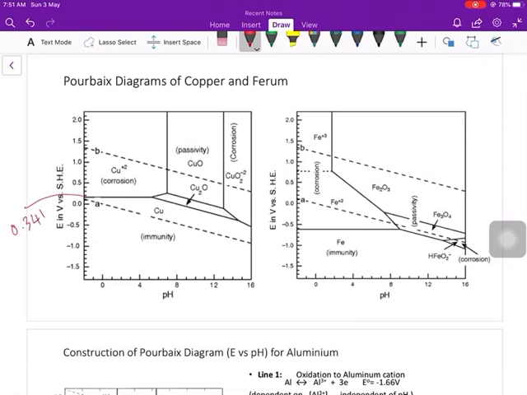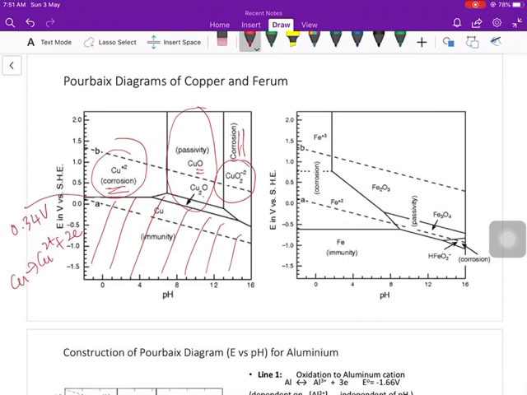So next is copper. Copper has the value 0.34, if you look in the series, in the table. So Cu will oxidize to Cu2+ at 0.34. Again it has this cation region, which is corrosion, then the anion region, also corrosion, but this is in strong alkaline. In between it becomes passive, so probably it will form copper oxide or copper 1 oxide. The bottom region is immune to corrosion. It stays as the reduced form, copper 0.